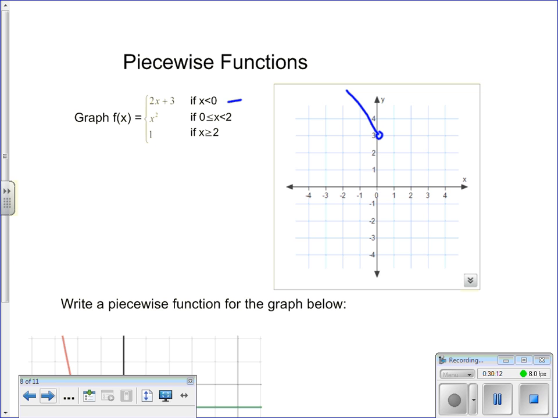So that's one. That's the graph of that part of the function. Next part's x squared, from 0 to x goes from 0 to 2. And it includes that spot and this spot. And then for the last one, ooh, it does not include that, my bad.